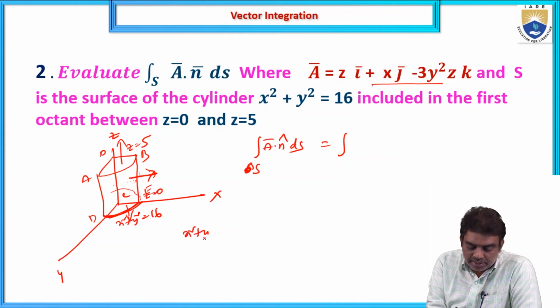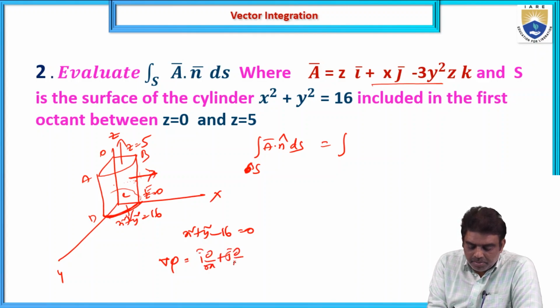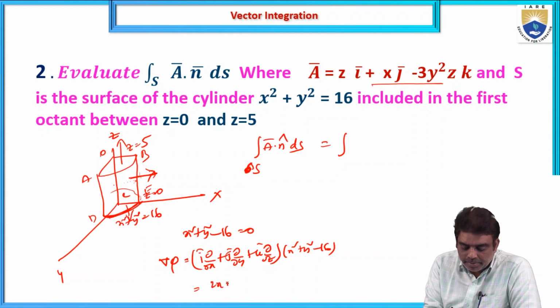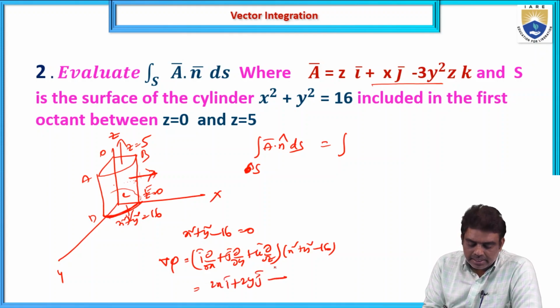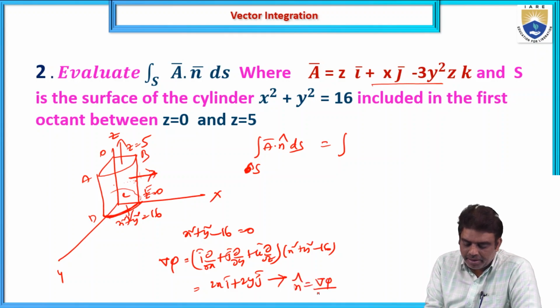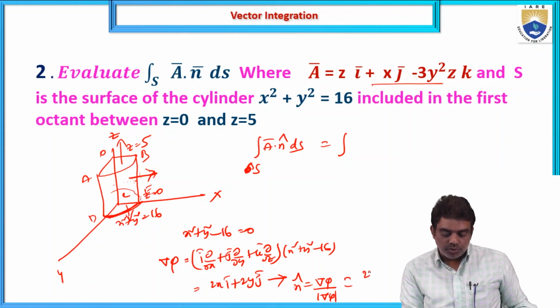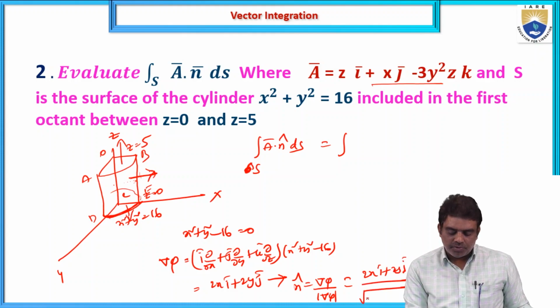Suppose it is x square plus y square minus 16 is equal to 0. Then what is grad phi? It is i bar dou by dou x plus j bar dou by dou y plus k bar dou by dou z of x square plus y square minus 16. That is 2x i bar plus 2y j bar. That is grad phi. Then the unit outward normal n cap is grad phi by magnitude of grad phi, so grad phi is 2x i bar plus 2y j bar, divided by the square root of 4x square plus 4y square.